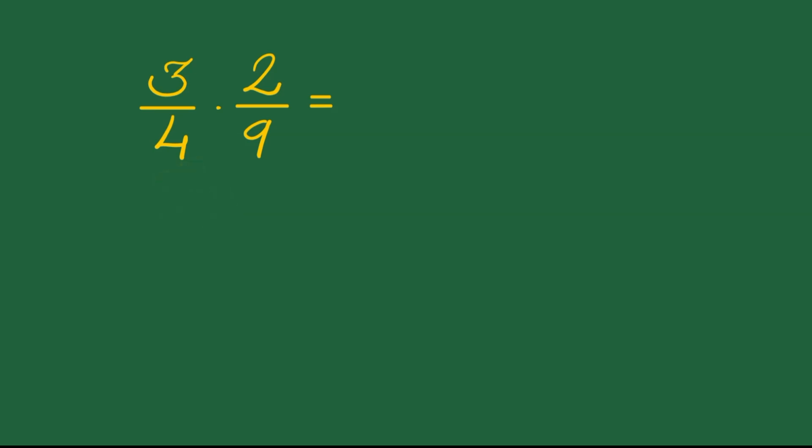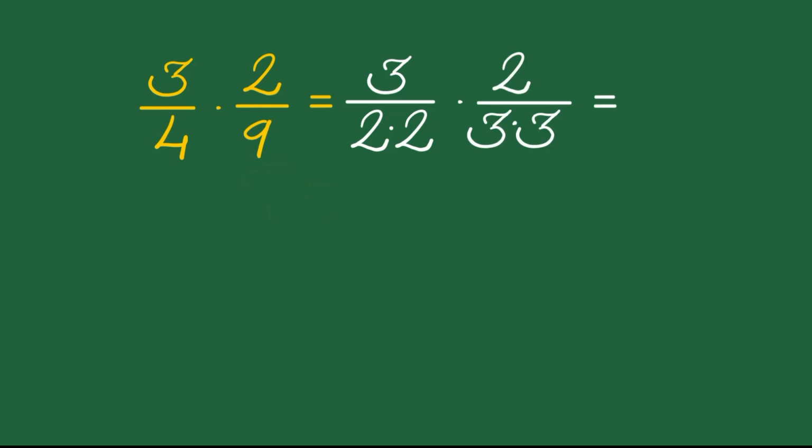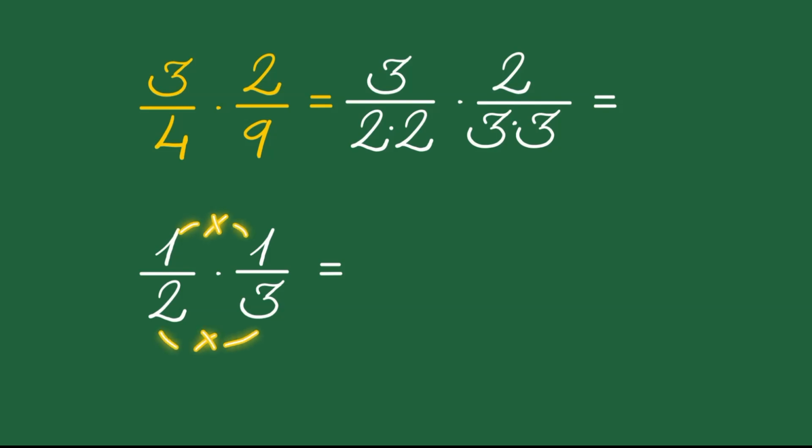In this second example, before multiplying, we can express 4 as a product of 2 times 2 and 9 as a product of 3 times 3. Then we can cross-cancel the 3 in the numerator with the 3 in the denominator. And again, we can cross-cancel the 2 in the numerator with the 2 in the denominator. By multiplying the numbers in the numerator and the numbers in the denominator, we get 1/6.